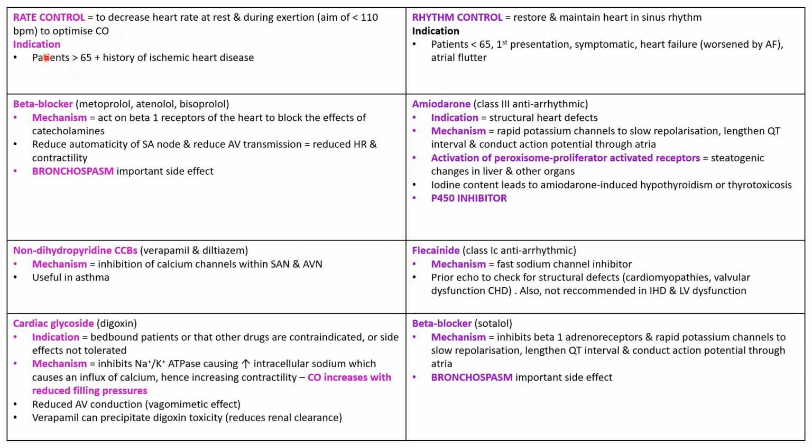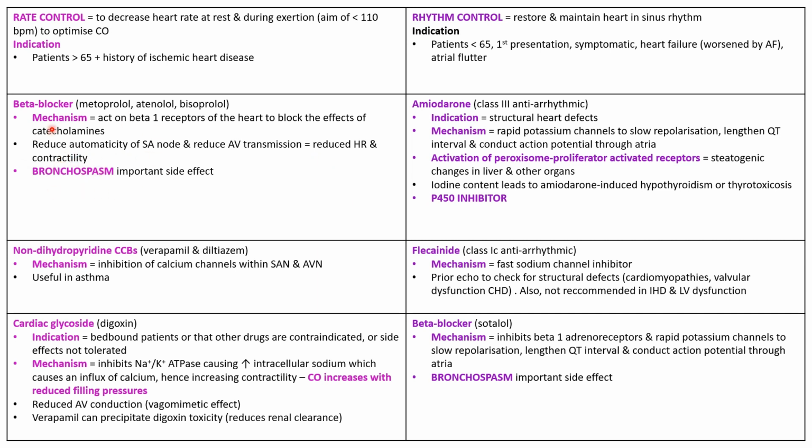And the indication is in patients greater than 65 with a history of ischemic heart disease. And there's various options we can look at. So we have beta blockers such as metoprolol, atenolol, bisoprolol, and these are going to act on the beta-1 receptors of the heart to essentially block the effect of these catecholamines. And that's going to lead to reduced automaticity of the SA node and reduced atrioventricular transmission, which is going to lead to a reduced heart rate and contractility.